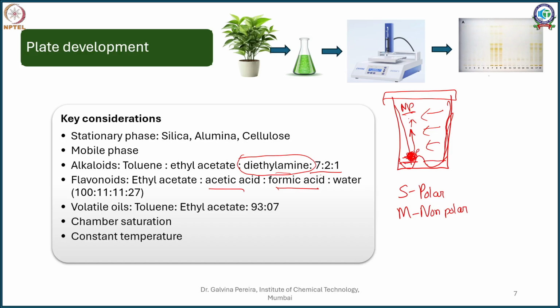Now apart from that, if you have more neutral substances like volatile oil, you can have an extensively lipophilic mobile phase like toluene ethyl acetate, where toluene is as high as 93% and just a small amount of ethyl acetate, that is 7%, is added. An important key consideration for a good TLC plate is that the chamber saturation should be good and it should be at a constant temperature, preferably at a lower temperature. The reason being your solvent should not volatilize and escape from the plate.